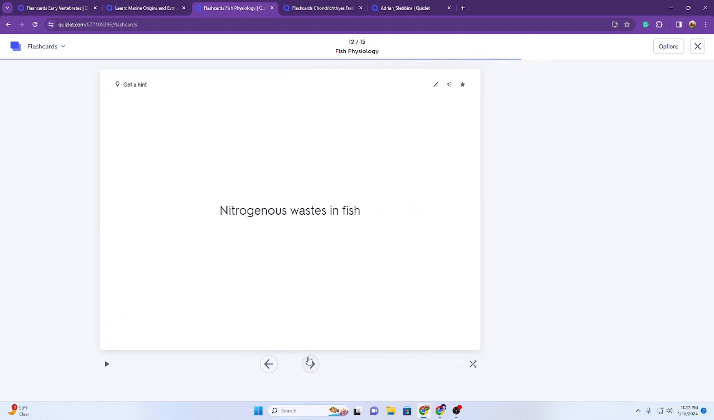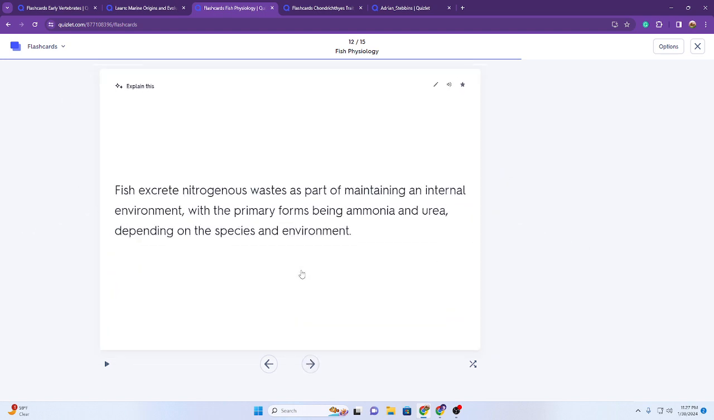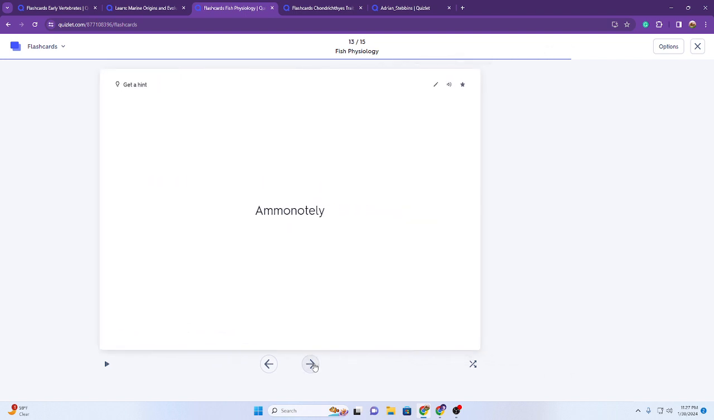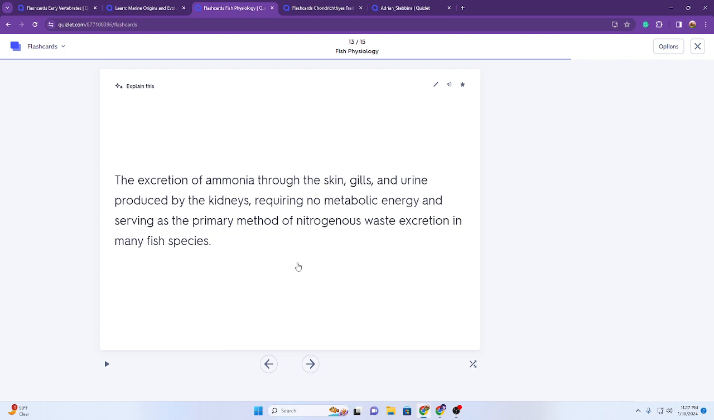Nitrogenous waste in fish. This is when a fish excretes nitrogenous waste as part of maintaining an internal environment, with primary forms being ammonia and urea, depending on the species and environment. The ammonotely is the excretion of ammonia through skin and gills and urine produced by the kidneys, requiring no metabolic energy and serving as a primary method of nitrogenous waste excretion in many fish.